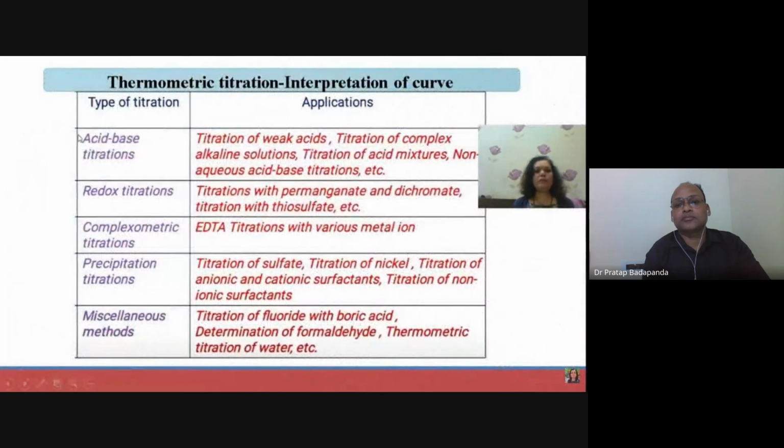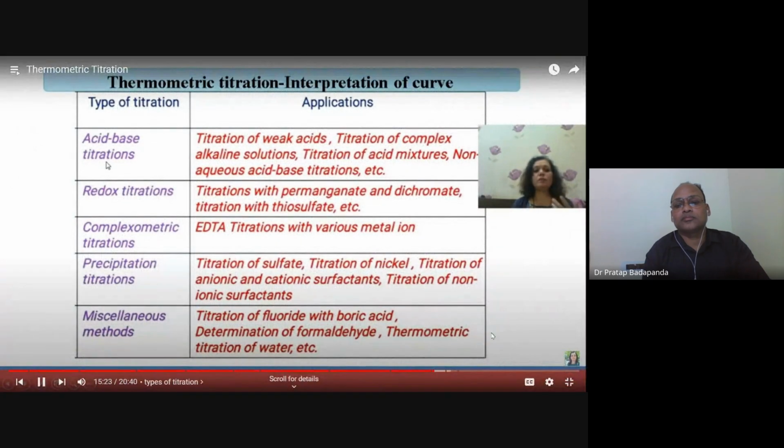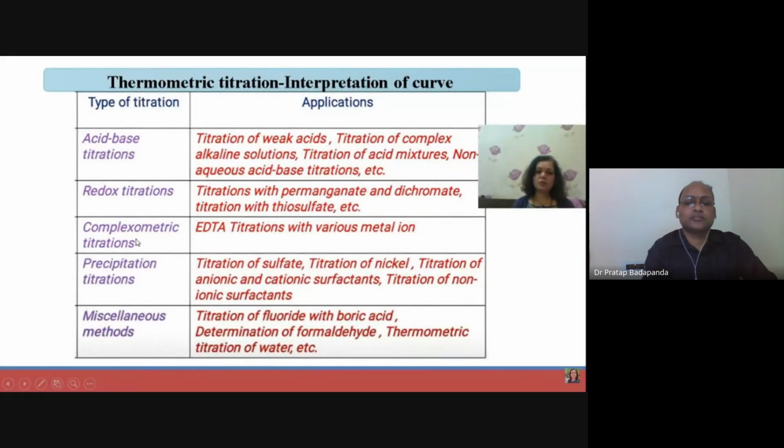So, I can perform this thermometric titration in different types of titration like acid base or neutralization titration, redox titration, complexometric titration, precipitation titration, and miscellaneous methods, which include titration of fluoride with boric acid, determination of formaldehyde, thermometric titration of water, etc. So, looking at the broad application of this thermometric titration, I can find out the delta H value.